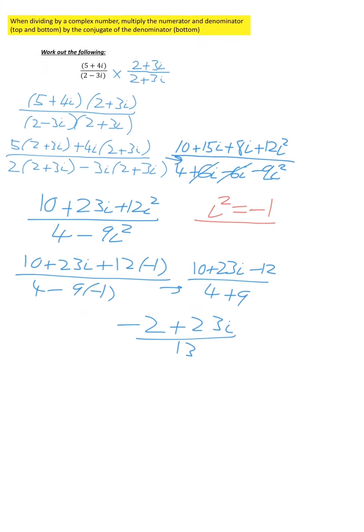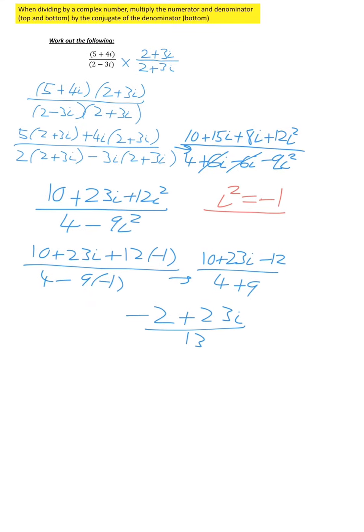So you'll always find that for your denominator, you'll always get a whole number. If you're not getting a whole number as your denominator, you've gone wrong someplace. So you'll always have a real whole number for that. Now, let's just simplify this further. And your answer is going to be minus 2 over 13 plus 23 over 13i. And that's your final answer.